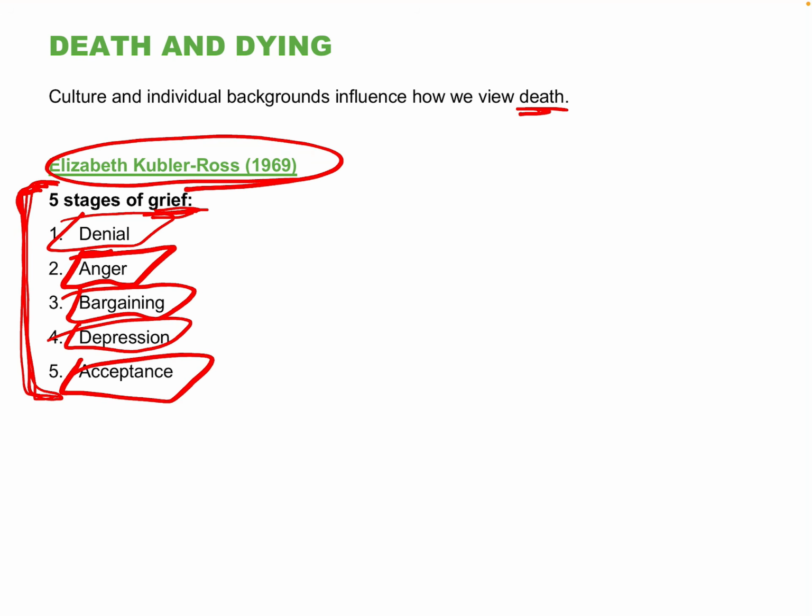And again, Kubler-Ross initially theorized that everyone goes through these stages in order, but today, in our modern lens, the way we can sort of make use of this theory without throwing it entirely out is to identify these 5 stages at any given time that a person may be experiencing.